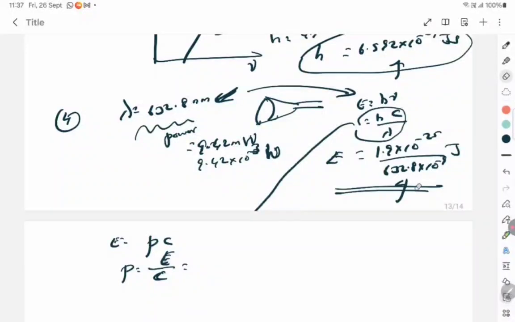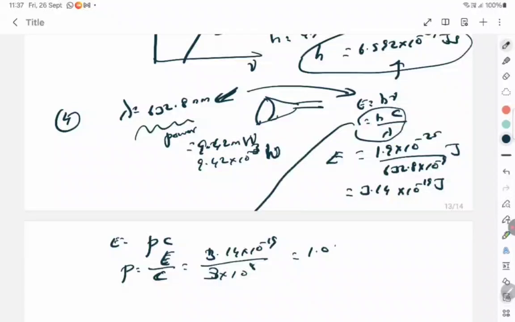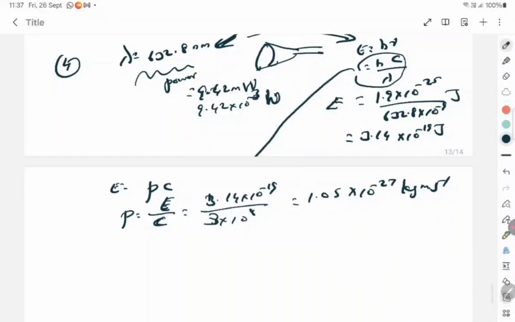Or in other words, you can take this energy's value. You would have definitely calculated this anyway. The calculated value of this energy is turning out to be 3.14 into 10 to the power minus 19 joules. Once you calculate this value, you just substitute it here, 3.14 into 10 to the power minus 19 by 3 into 10 to the power 8. Just do this calculation and you get 1.05 into 10 to the power minus 27. Momentum is in kg meter per second, and thus you get the momentum. So that's about calculating momentum.